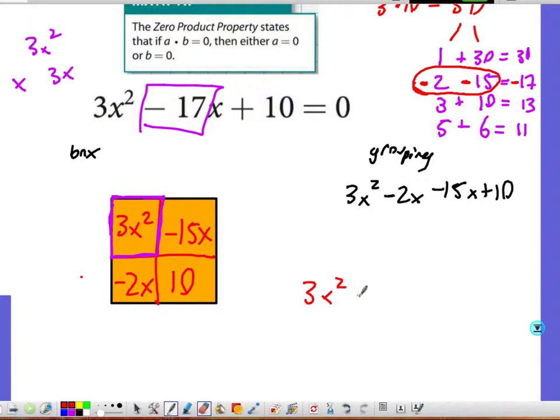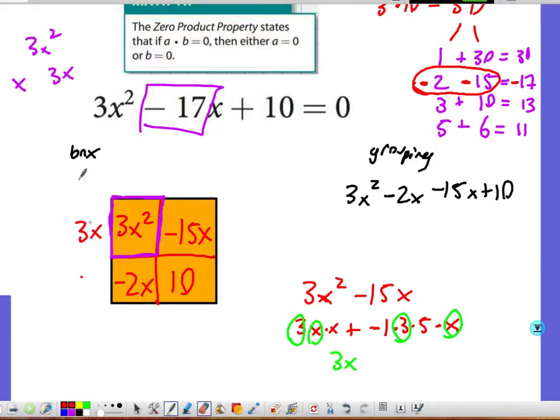In the first row we have 3x squared minus 15x, and you want to see what can you take out from both of those two expressions. And remember, factoring, what you can do is just break it down to its components. 3x squared is basically 3 times x, and then negative 15x is basically negative 1 times 3 times 5 times x. What do these both have in common? They both have a 3 and they both have an x. And so that is what is going to be taken out. 3x goes right here, and then that means that x must go right there.